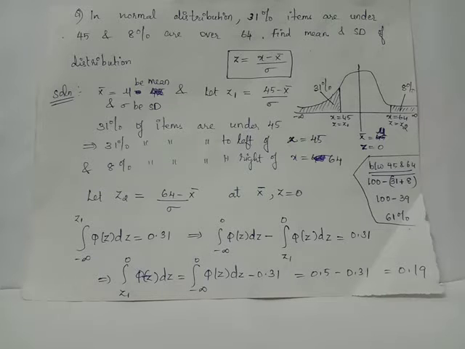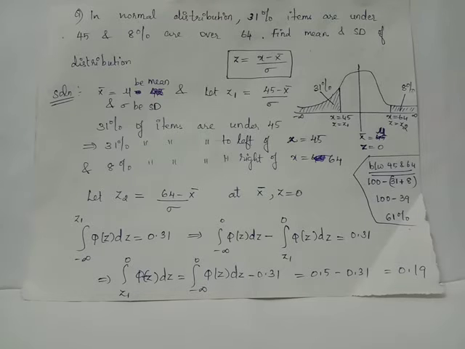In order to evaluate the percentage of items lying between x equals 45 and x equals 64, we have to evaluate the total percentage: 100 minus (31 plus 8), which equals 100 minus 39, which equals 61%. Therefore, you have to maintain this much gap of 61% of items that lie between x equals 45 and x equals 64.